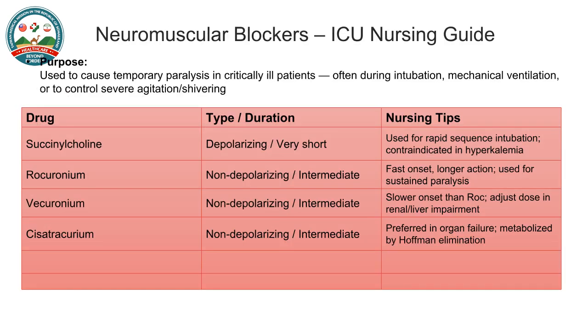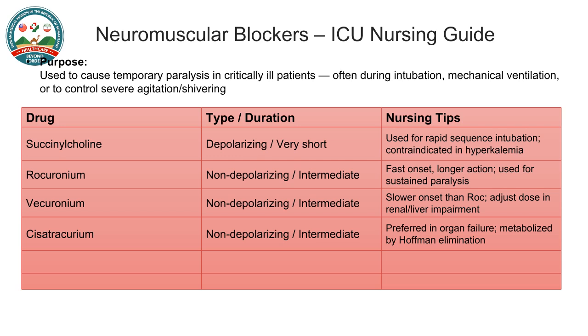In addition to sedatives and analgesics, ICU patients sometimes require neuromuscular blockers. The purpose is to cause temporary paralysis, usually for intubation, mechanical ventilation, or to control severe agitation and shivering. Common agents: succinylcholine, depolarizing, very short-acting, ideal for rapid sequence intubation, contraindicated in hyperkalemia. Rocuronium, non-depolarizing, intermediate, fast onset, longer action, used for sustained paralysis.